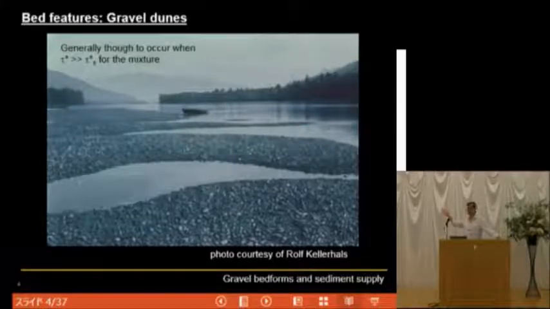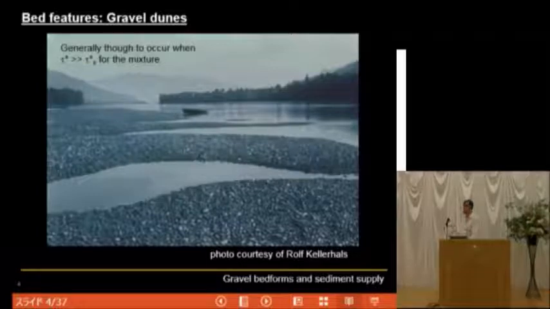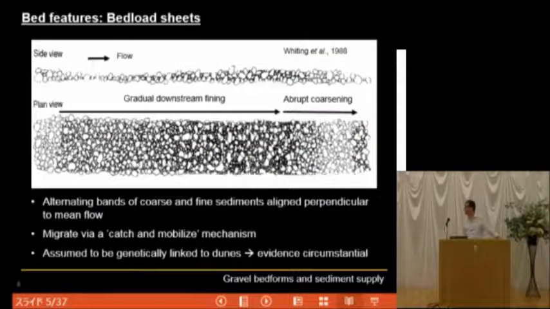Part of this distinct suite of bed forms that we see in gravel bed rivers includes gravel dunes. They generally occur when the Shields stress is well above the critical Shields stress for motion of the mixture, although that's not necessarily always true. Paul Carling did some nice work in 2006 that demonstrated that you can get gravel dunes to form even when you're just above the threshold of motion. But in general, these are thought to occur when you have a really big flow, and presumably their formation and stability are related to the same sorts of processes that occur in sand-bedded rivers.